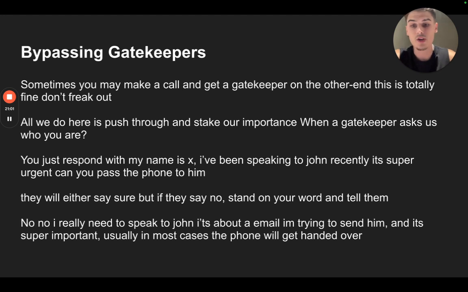They'll either say sure, but if they say no, stand on your word and tell them, "No, I really need to speak with John. It's about an email I'm trying to send him, and it's super important." Usually, in most cases, the phone will just get handed over, and then you can speak and go through your process. A cold call is usually a little bit different and more brief than this. This is more like hot leads coming in, which is what most offers will do, because you've seen most success with this. But this is an overview of a setting breakdown.